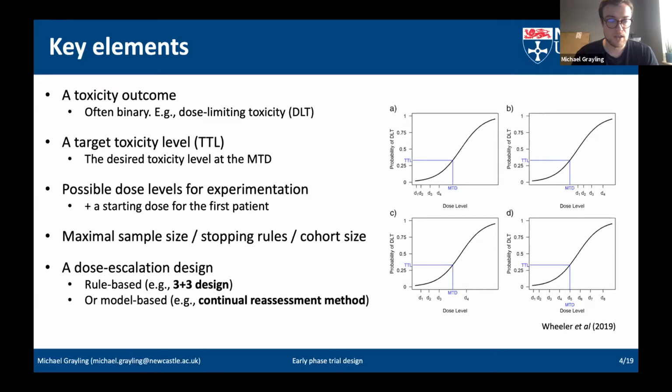So then the final thing that you need, a really crucial aspect, is your actual dose escalation design. So the design that's going to tell you how you move between the different doses. And broadly speaking, there are 2 different types of designs. So there's rule-based designs and model-based designs. And I'm just going to contrast 2 of these, which are very well known, against each other. So the rule-based design being the 3+3 and the model-based being the CRM, or continual reassessment method.